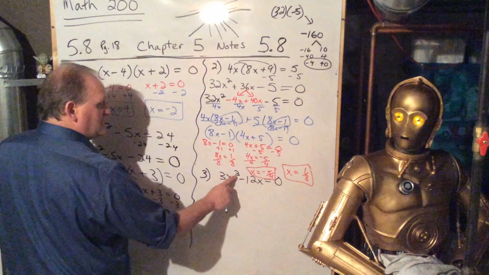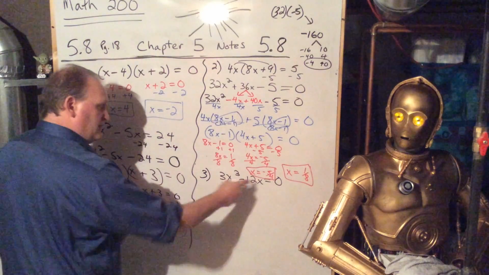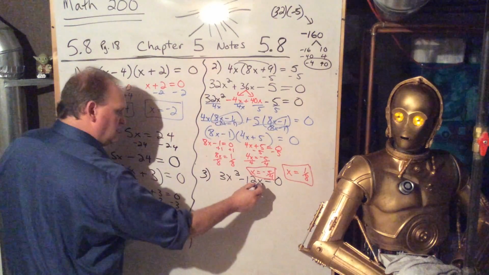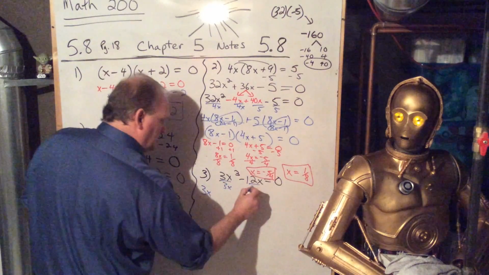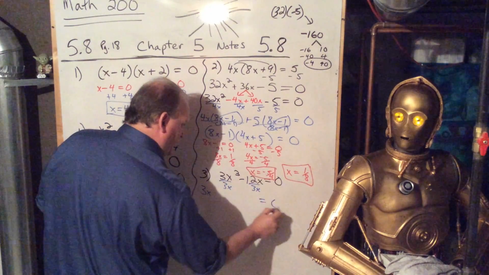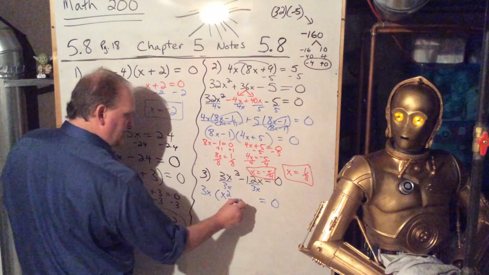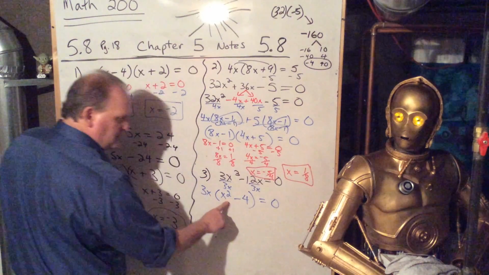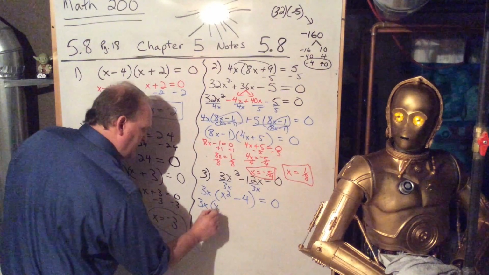This one, ooh, it's a third power thing. The fundamental theorem says I should get 3 answers for this if it's a third power thing. So let's factor out a 3x first. It's only 2 terms and they're not perfect. X squared minus 4. Ooh, now they're perfect. So now it's perfect square minus perfect square, the difference of 2 perfect squares.